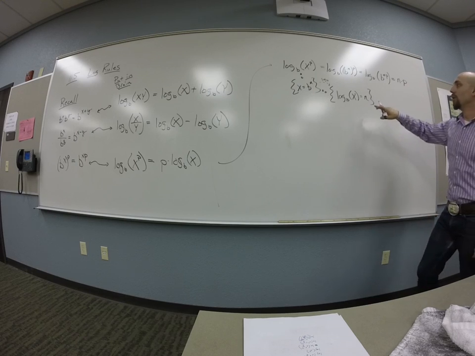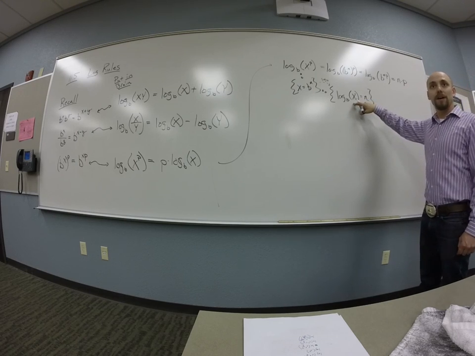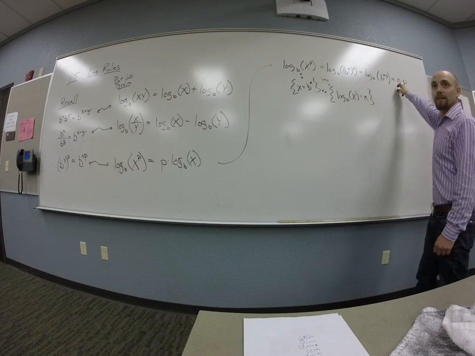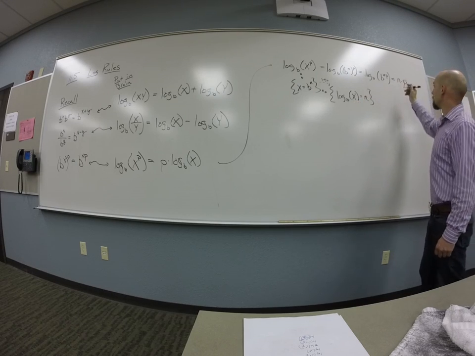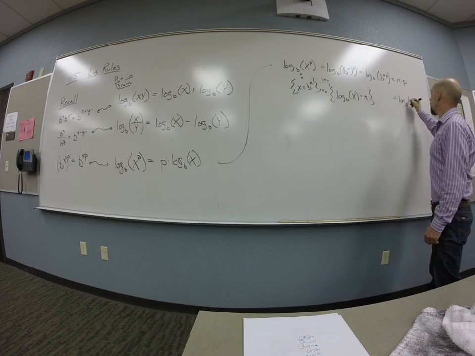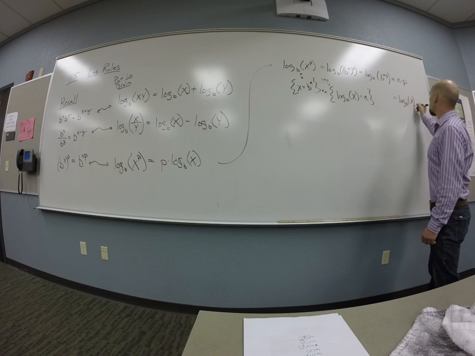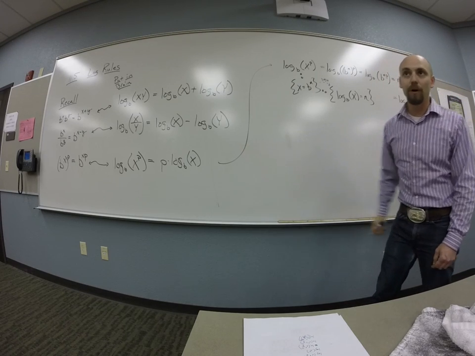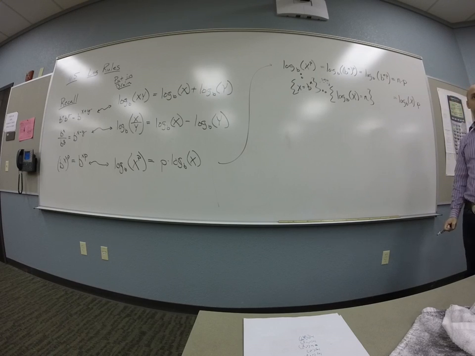Okay, so if n is log base b of x, then I could put log base b of x in for n, right? So I could say, okay, this is log base b of x times p, which is really just a rearrangement of my third rule there. You guys see that?